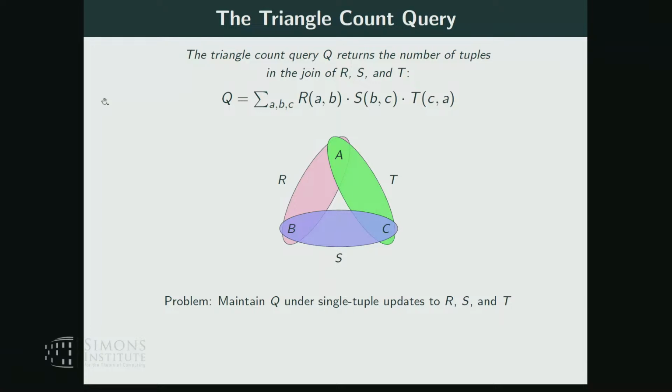And then for each tuple ABC, I check whether R, S, and T are actually satisfied, and then I take their elements in the ring, I multiply them, and that will contribute to the overall sum. So the problem is, can we maintain Q under single tuple updates to R, S and T?